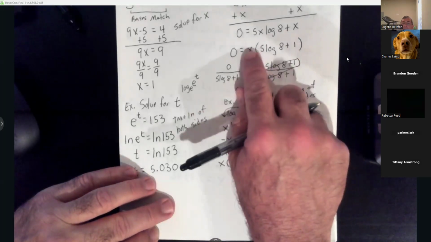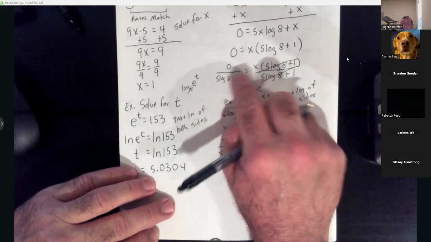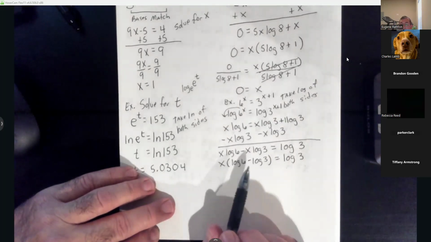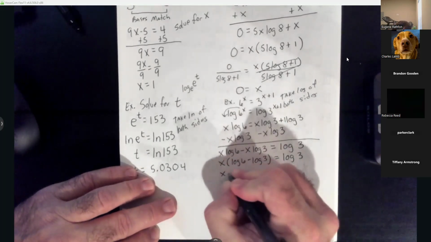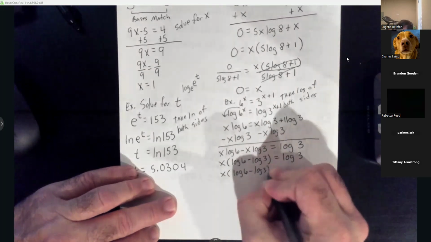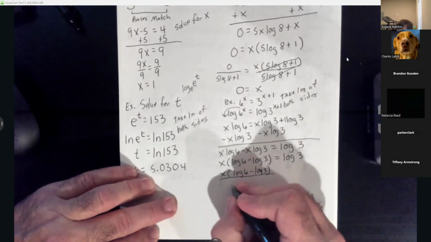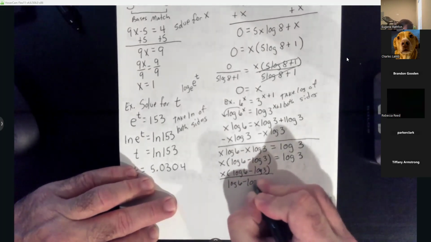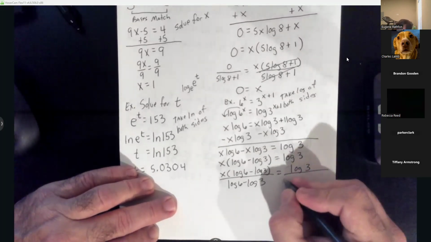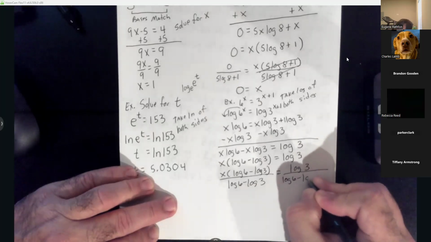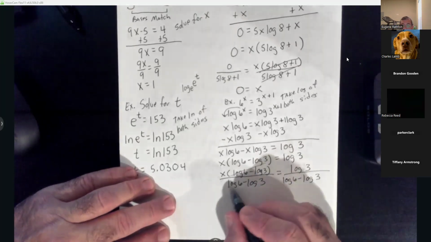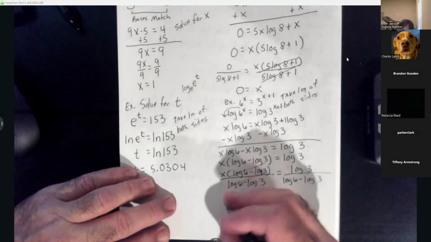All right, so up here, when I had the x times the parentheses, I divided both sides by the parentheses. Here, I got the x by the parentheses. I'm going to divide both sides by the parentheses. So x times log 6 minus log 3, divided by log 6 minus log 3, will equal a log 3 divided by log 6 minus log 3. See, all this is going to cancel out on your left side, leaving the x.